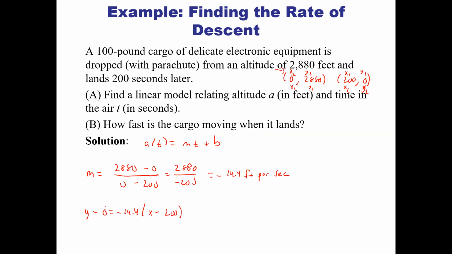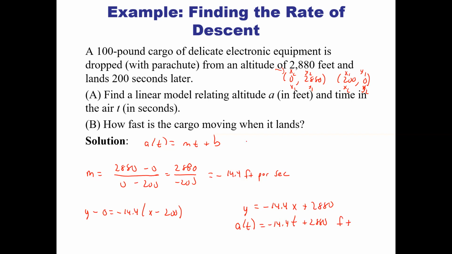And so this is going to be, well, that cancels out. And so we get y is equal to negative 14.4x plus 14.4 times 200. It better give us a 2880, which it does. And so that is going to be the equation of our line. And if we put that back into this type of function, it's actually going to be A of t is equal to negative 14.4t plus 2880, and this is going to give us feet. Okay, that's going to be our units there.